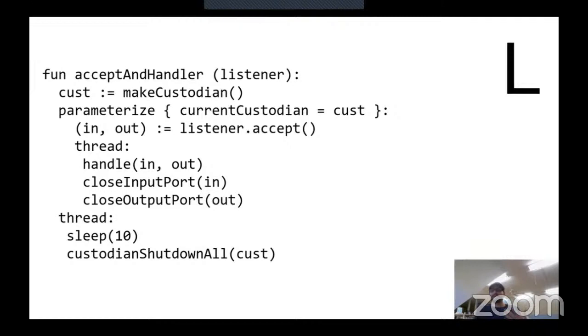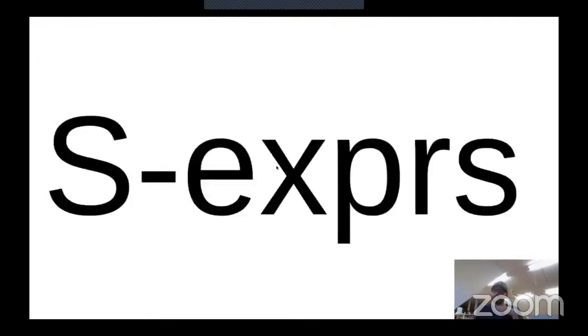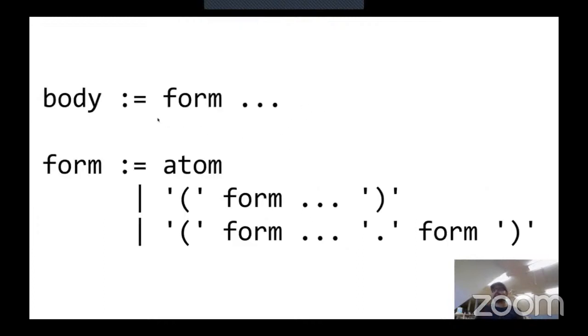And I wanted to think about this a little bit differently. So let's zero in on S-expressions for a little bit. S-expressions have this syntax where the body of your program is a list of forms, and then forms are either atoms, or there's a left parenthesis, then a list of forms, and then a right parenthesis. And then there's also one other syntax, which is that you can have a dot right here, and then a form after that.